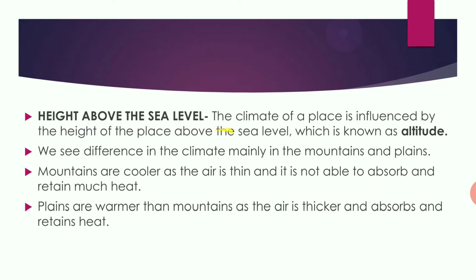Height above the sea level. This is the second factor, that is the height above the sea level. The climate of a place is influenced by the height of the place above the sea level, which is known as altitude. Altitude is nothing but the height of the place above the sea level. Okay, we see different climates mainly in the mountains and plains. Mountains are cooler as the air is thin and it is not able to absorb and retain heat.